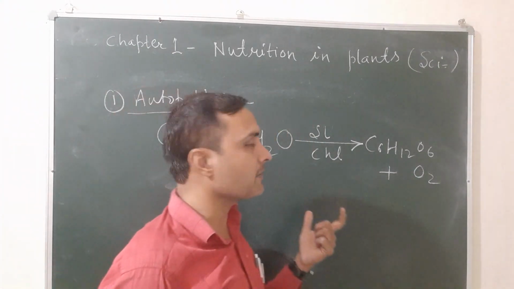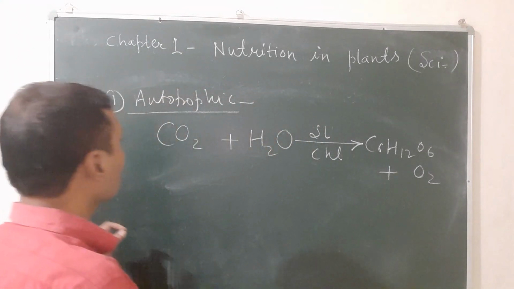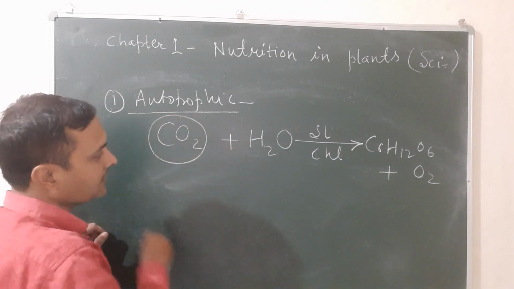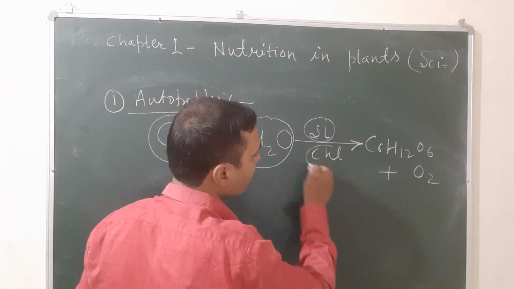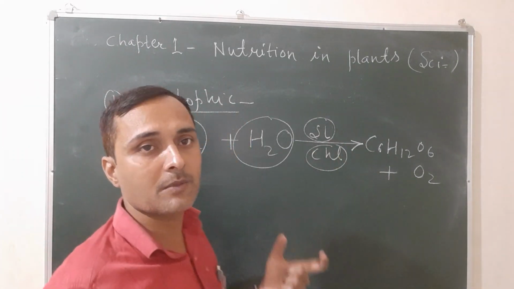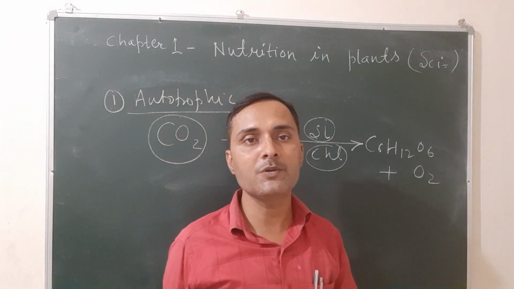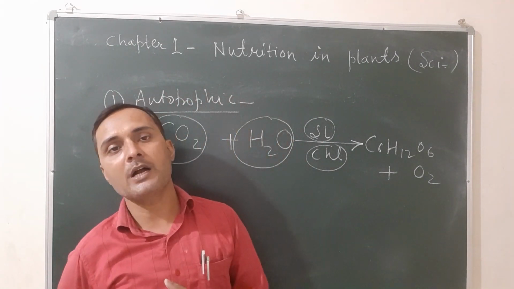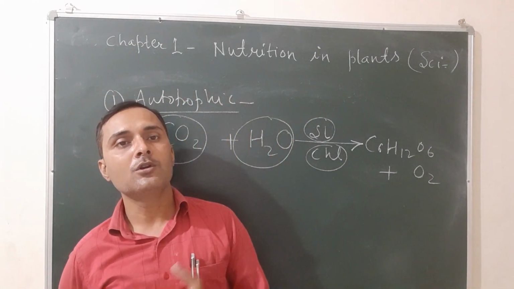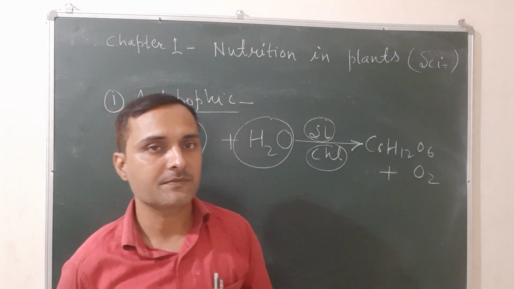Now there are four requirements of autotrophic nutrition: carbon dioxide from the atmosphere, water from soil, sunlight from the sun, and chlorophyll from the plant leaves. Due to the presence of chlorophyll only, the various parts of the plant are green in color, and those green parts are able to do the process of photosynthesis.